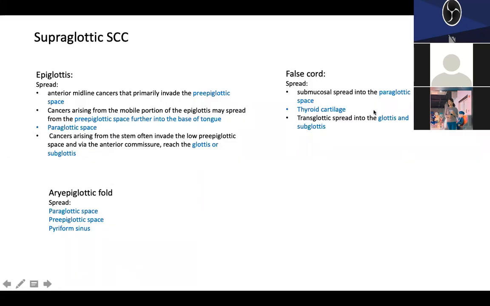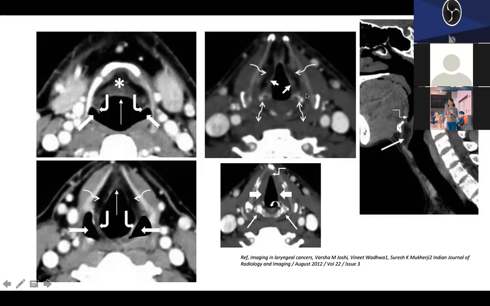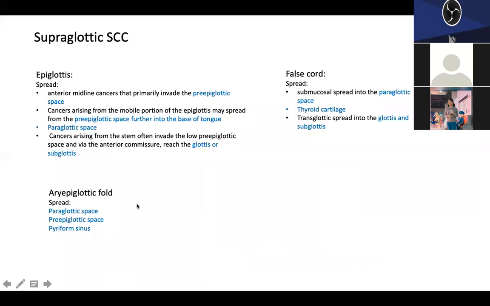Now, coming to the false cords. These are the false cords. You can easily see that laterally there is a fat space, the paraglottic space, so obviously it will go there. It can then erode the thyroid cartilage and show extralaryngeal spread. That will be T4a disease. Or it can go down into the anterior commissure and into the glottis. Or it can go in front and involve the pre-epiglottic space and aryepiglottic fold.